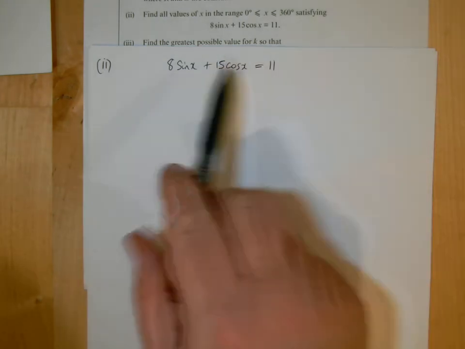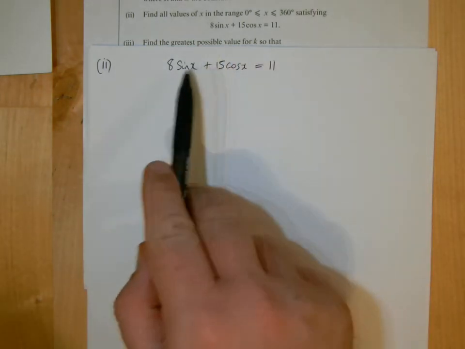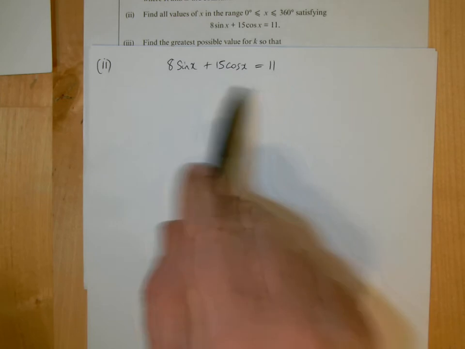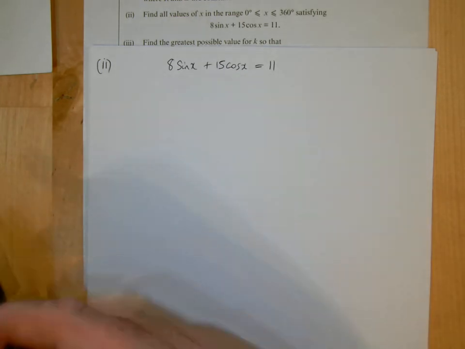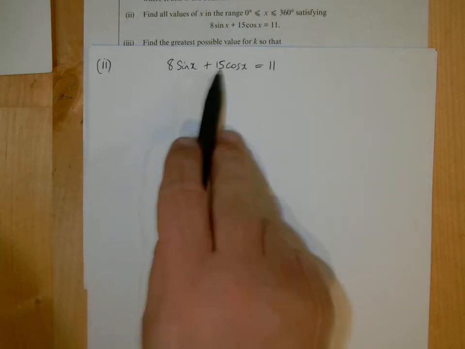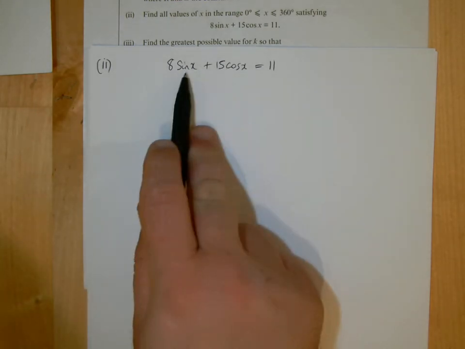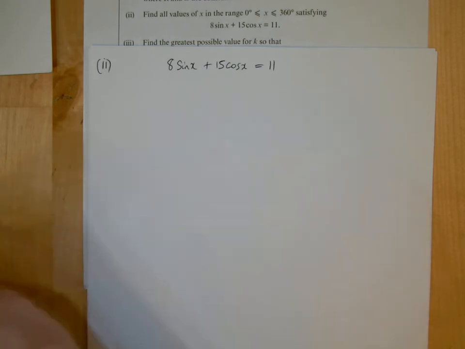Okay, so in part 2 we're asked to solve this equation, where 8 sin x plus 15 cos x is equal to 11. So with a trig equation, when we're trying to solve it, we ideally want to try and get to maybe a quadratic or something, but in this case it's going to be impossible, isn't it, because we've got sin x and cos x here. So we've got to use the previous result.